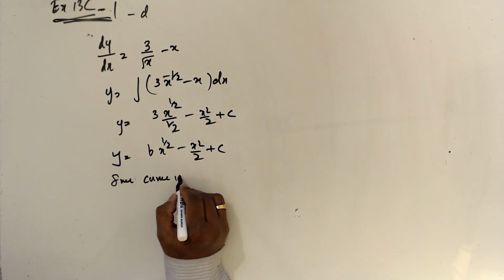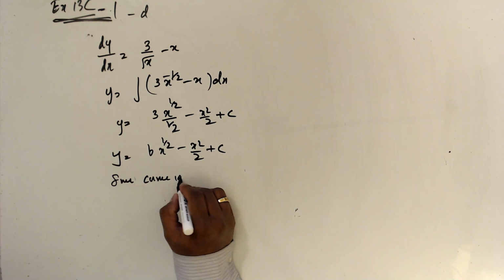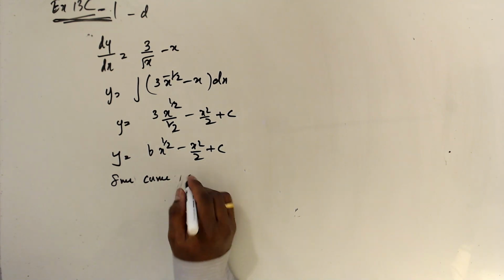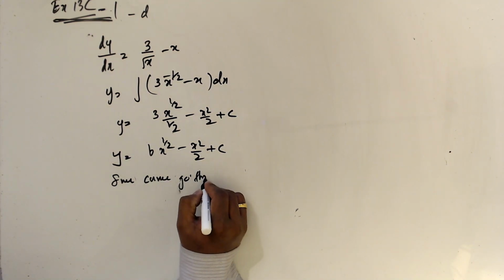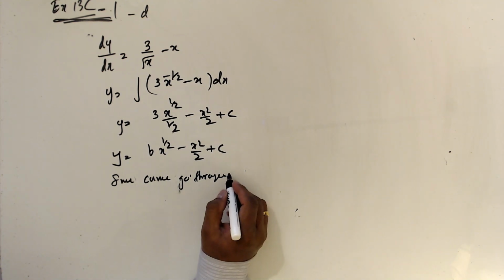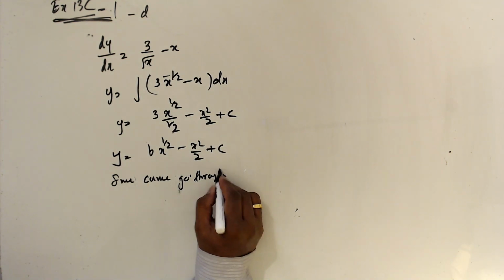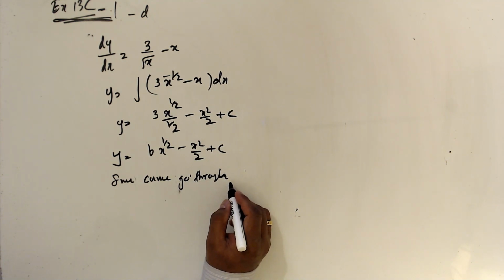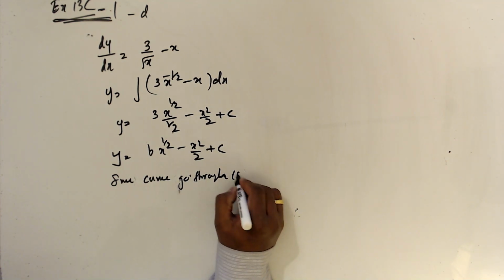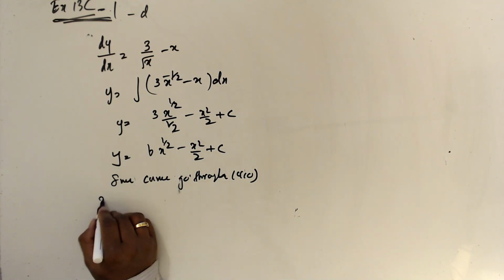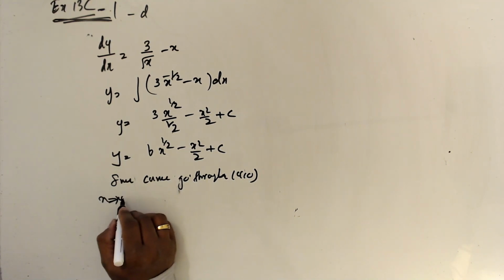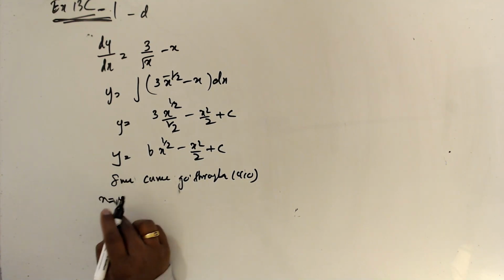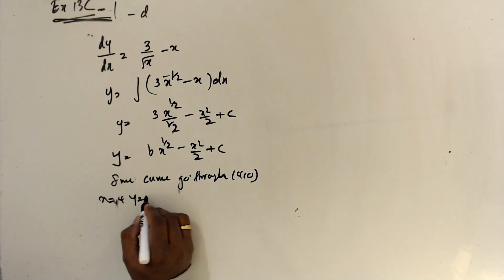Since the curve goes through (4, 0), x equals 4, y equals 0.